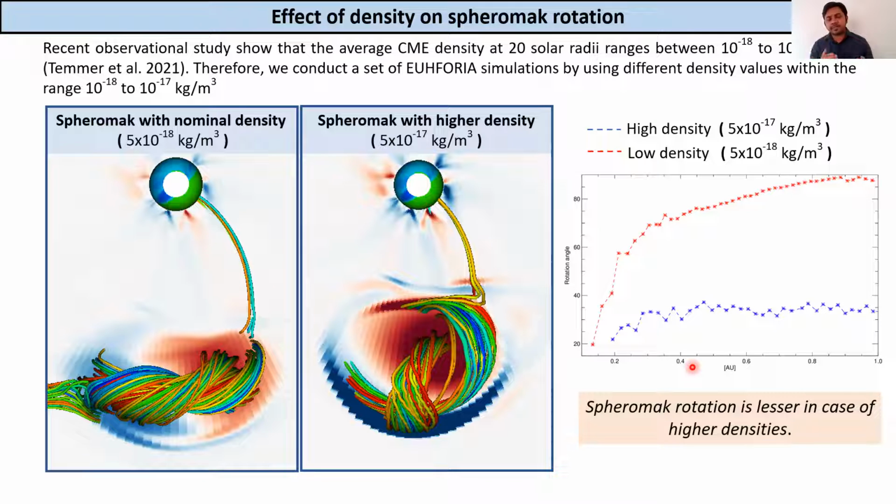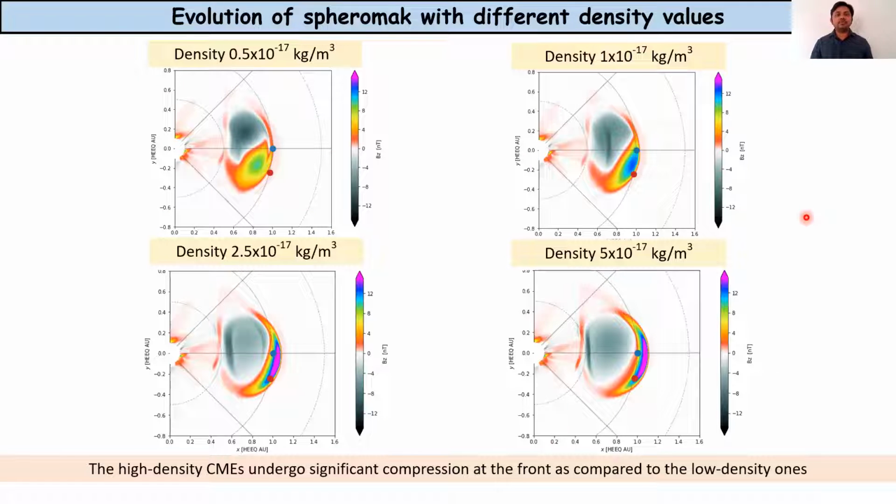As it goes slow, the rotation is also less for the higher heliocentric distances. But that does not solve the problem, because when we increase the density, like here, I have plotted the north-south component of the magnetic field for the spheromak with different density values. You can see that you can separate the two blobs of the spheromak by looking at the north-south component.